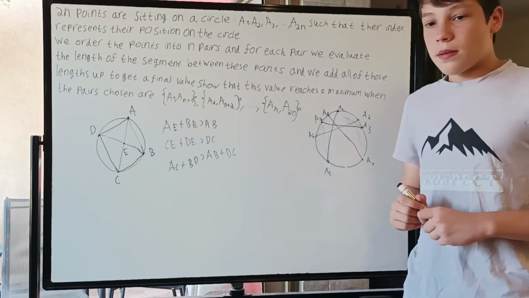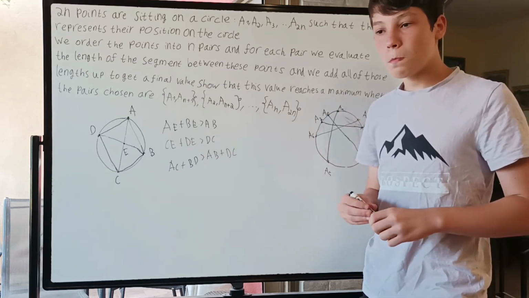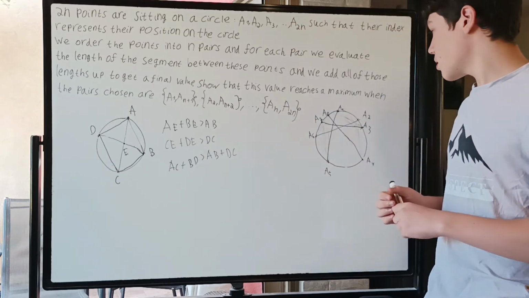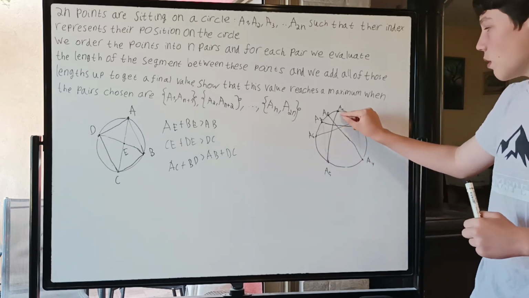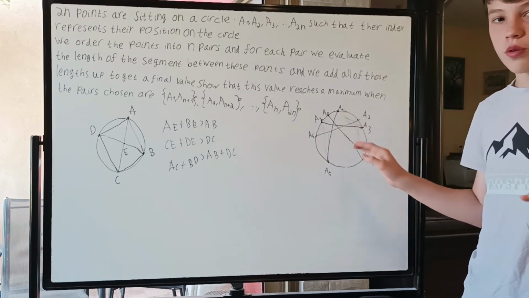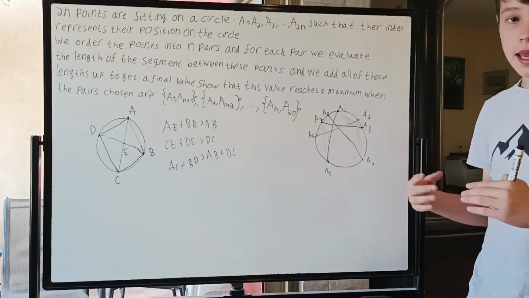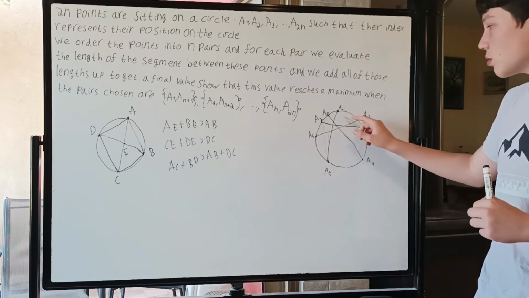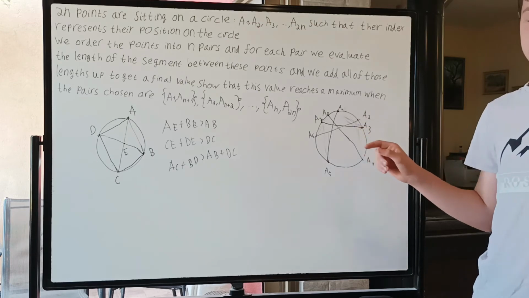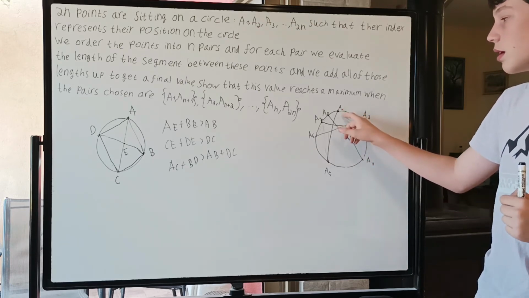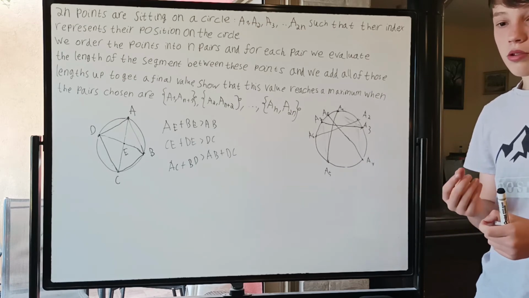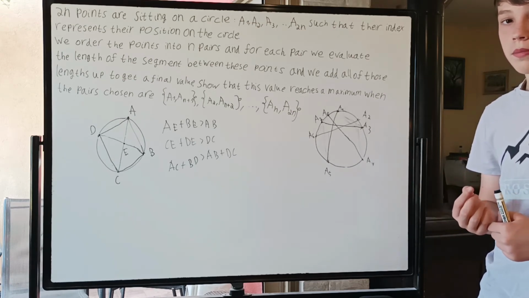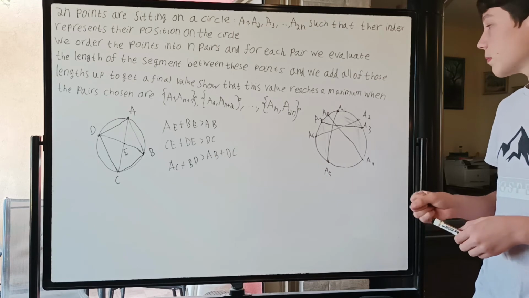So let's show this. Let's try to understand, we have A1, and let's suppose this is a general case, so I'm going to refer to A5 as A(n+1). So let's suppose we have our point A1, and we want to understand how to connect it so that any two pairs are crossing at a point inside the circle.